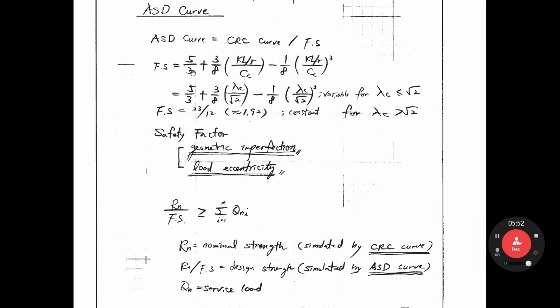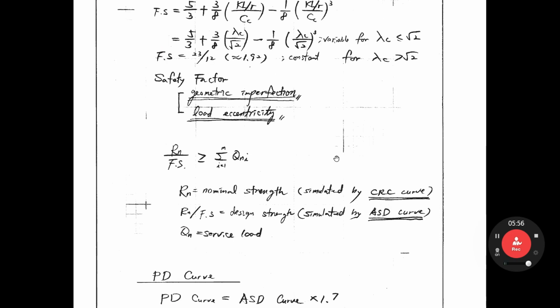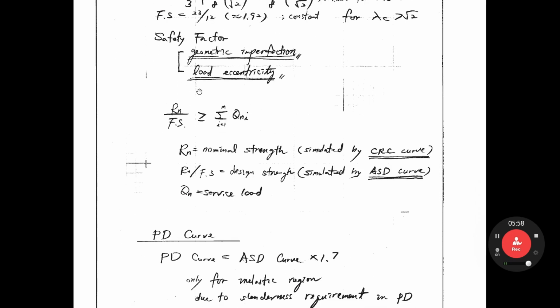That is the ASD curve, allowable stress design curve. The design format can be written like that. Rn equals nominal strength, okay, nominal strength. That is simulated by the CRC curve, divided by the safety factor, it is the design strength. Okay, simulated by the ASD curve. Another term is that the allowable stress is greater than the member stress due to the service load.